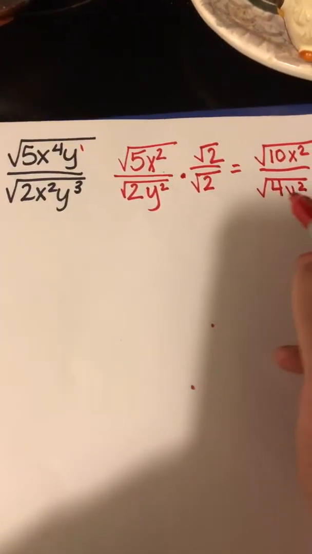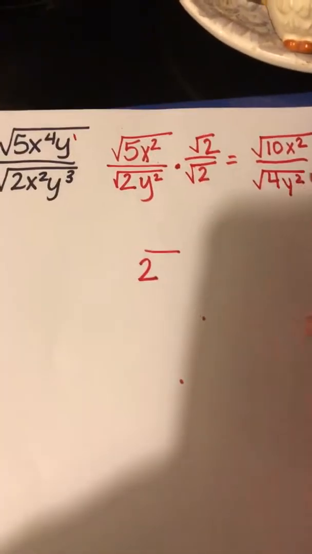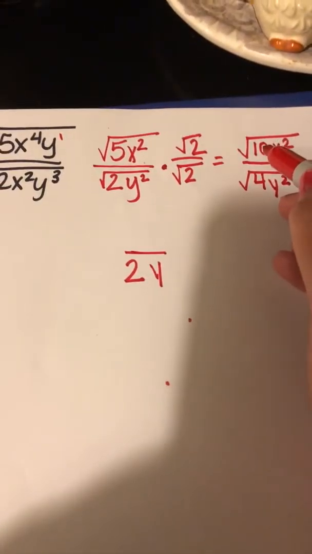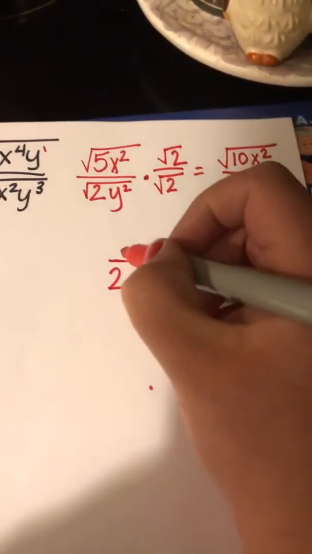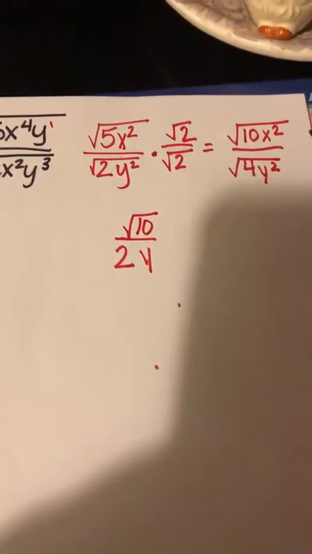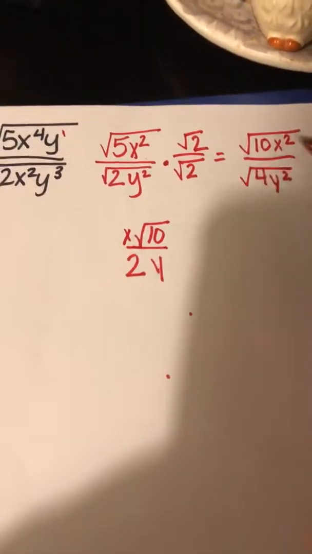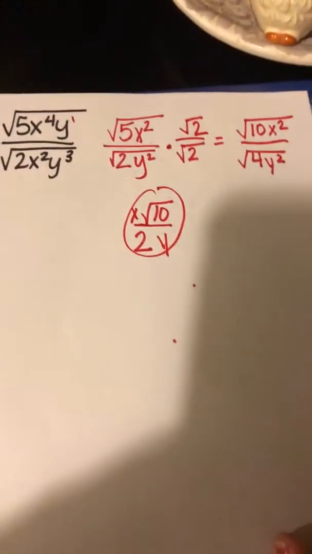All right, so let's simplify this bottom here. Square root of 4 is 2. The square root of y squared is y. On the top, 10, perfect square? 9 won't go in there, 4 won't go in there, so I'm just going to leave it as the square root of 10. But the square root of x squared is x, so I can take that out of the root. No root left in the bottom, so I'm done.